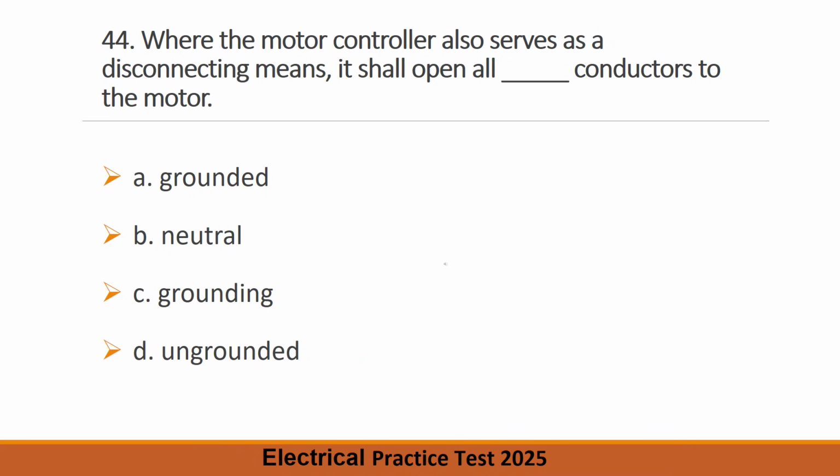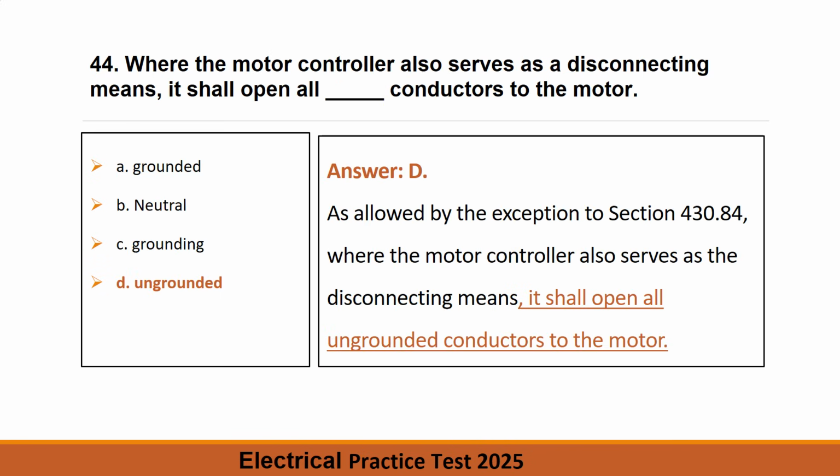44. Where the motor controller also serves as a disconnecting means, it shall open all conductors to the motor. A. Grounded. B. Neutral. C. Grounding. D. Ungrounded. Answer, D. As allowed by the exception to section 430.84, where the motor controller also serves as the disconnecting means, it shall open all ungrounded conductors to the motor.